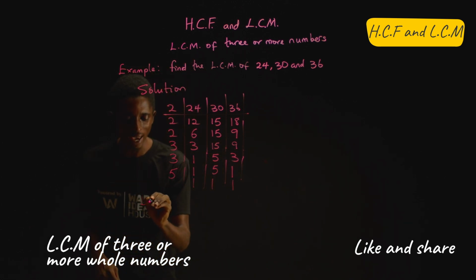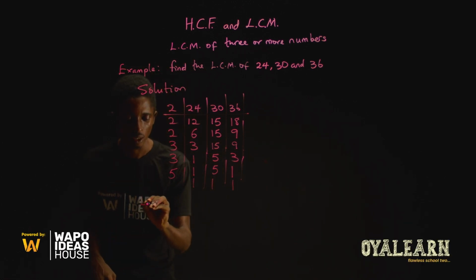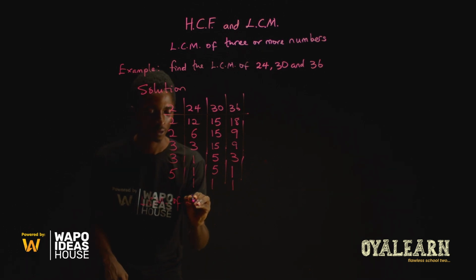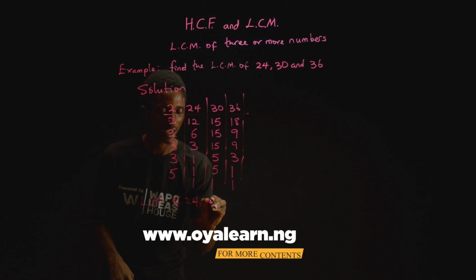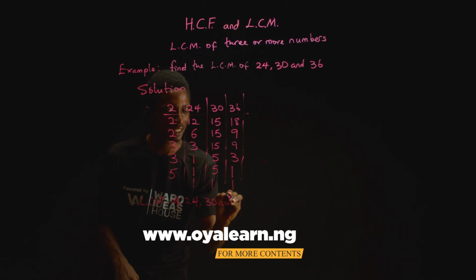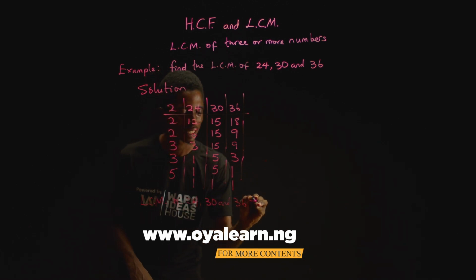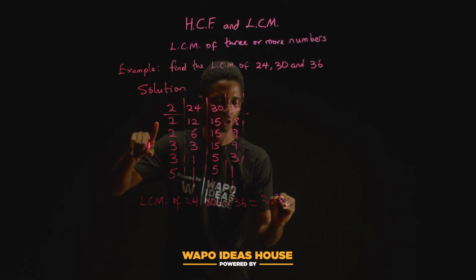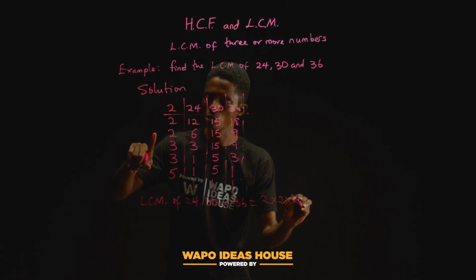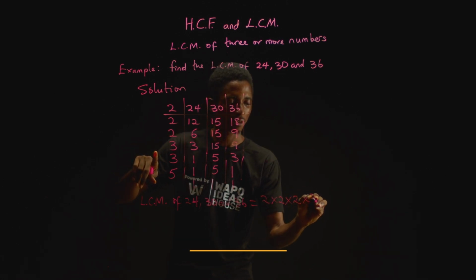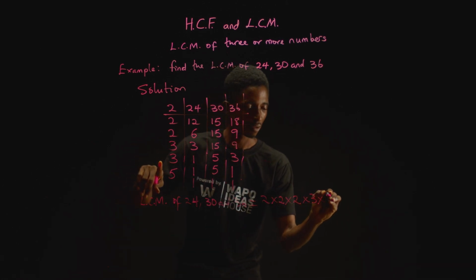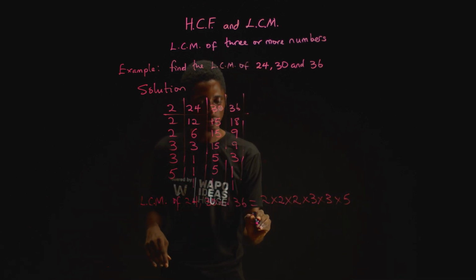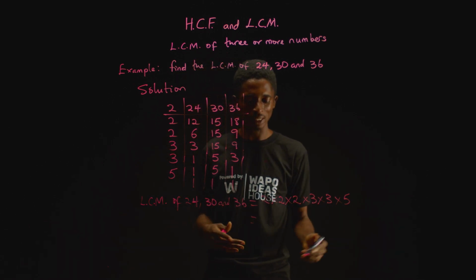So therefore our LCM of 24, 30, and 36 is 2 times 2 times 2 times 3 times 3 times 5. You can write this in index form to keep it simple.